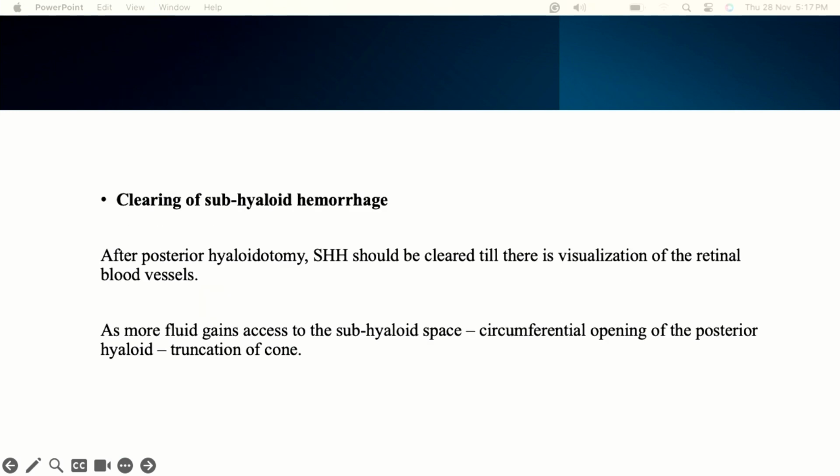After making a hyalodotomy, we clear the subhyaloid hemorrhage. The subhyaloid hemorrhage should be cleared till there is visualization of the retinal blood vessels. As we clear it, as more fluid gains access into the subhyaloid space, there is a circumferential opening of the posterior hyaloid, which we call a truncation of the cone.